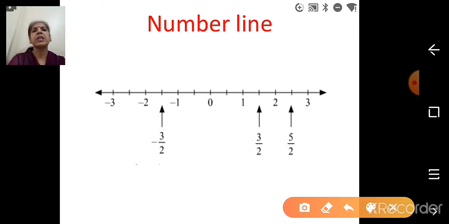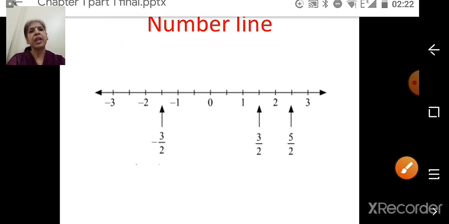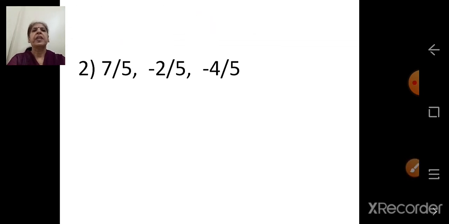Same way, the next number was negative 3 upon 2. So negative side, left of 0: negative 1 upon 2, negative 2 upon 2, negative 3 upon 2. So this way we are going to show on the number line. And this exercise 1.1 is self-study. You have to do it on your own. So the teacher is showing you the way you have to do it. Next question is 7 upon 5, negative 2 upon 5, negative 4 upon 5.